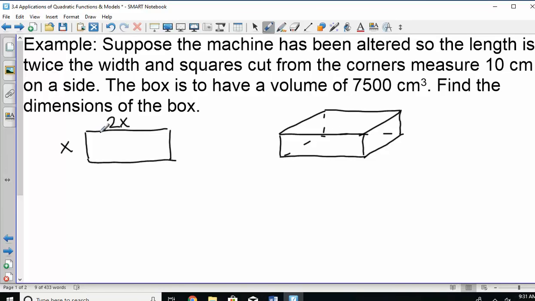This time the squares are 10 centimeters on the side, so you cut out those. So this was x, but I removed 10 here and 10 here, so now it's x minus 20. This was 2x, but I removed 10 here and 10 here, so it's 2x minus 20. Okay, the height, you make your fold on the line where you cut your square, so how tall is it? 10. Okay, the volume is 7,500. Volume is length times width times height.